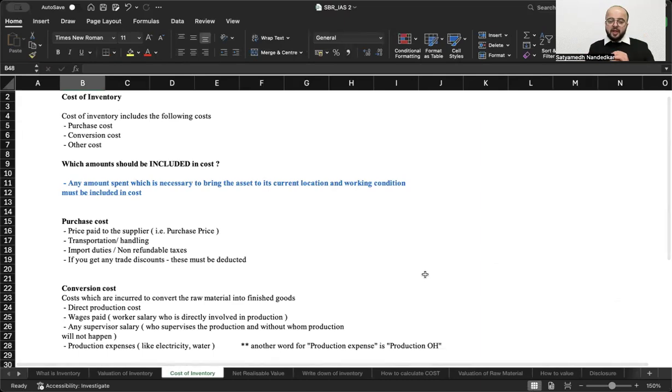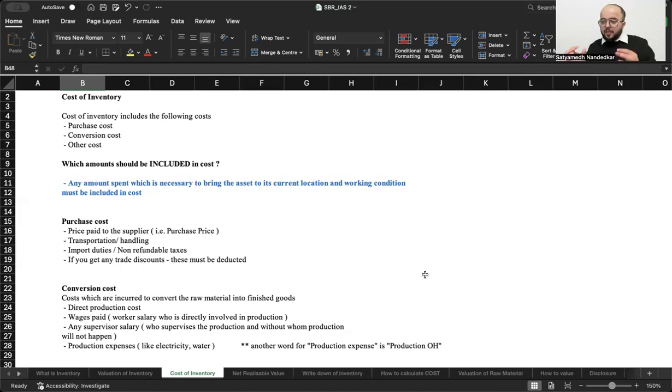The cost of inventory includes the purchase cost, conversion cost, and some other cost. What is purchase cost? The amount that you pay to the supplier to buy 1 unit of that item is known as your purchase cost. If the supplier has offered you a trade discount, naturally that will be deducted while you are calculating the inventory value.